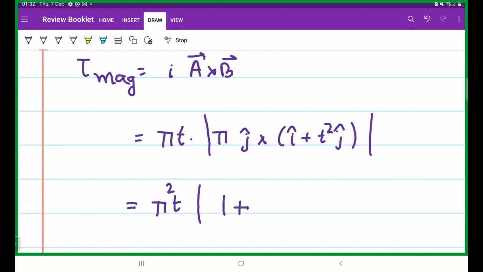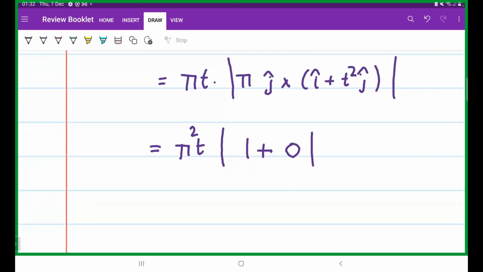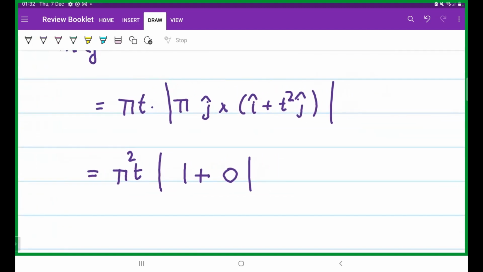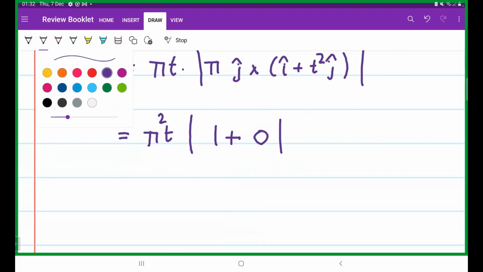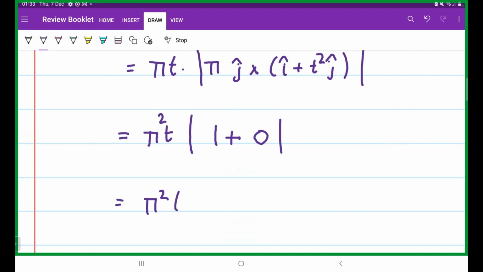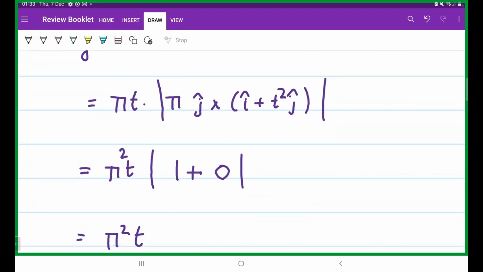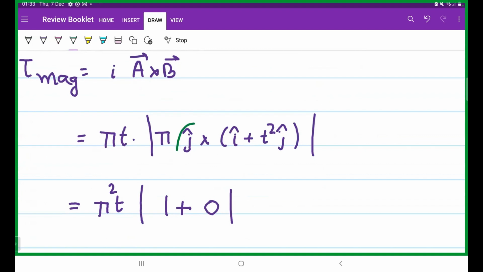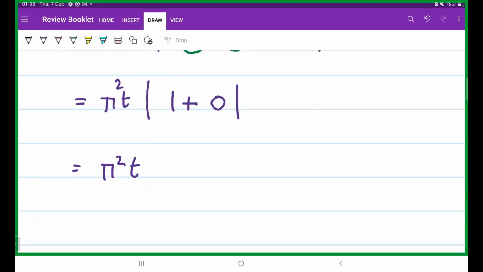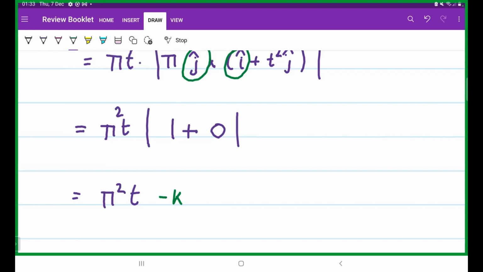And j cap and j cap, there are 0 degrees. Now since the magnitude of cross product involves a sine value in it, where theta is the angle between the two vectors involved, it's 0, right? So sine 0 is 0. So the value of this will be basically pi square t. Now what will be the direction? Direction will be minus k cap, because you know j cap cross i cap is minus k cap, right? So this will be minus k cap.